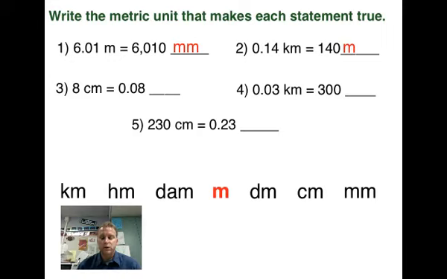Number 3 with 8 centimeters. It was behind the 8. It moved 2 spots to the left. So 2 spots from centimeters puts me at meters again. 0.03 kilometers, I moved, looks like 4 spots, so I believe that should be decimeters. Number 5, I moved 3 spots to the left, so 3 spots to the left puts me at decameters.